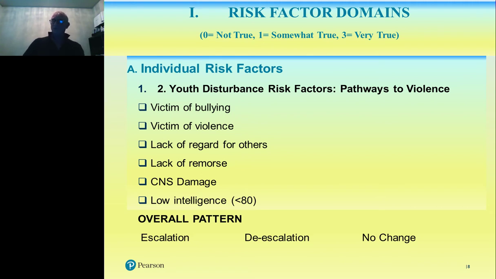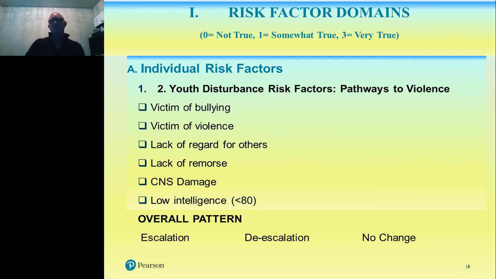Having central nervous system damage. So, perhaps closed head injuries from falls or these types of things can also add some risk because some of the inhibitory functions may be impaired by those brain injuries. And then having low intelligence. Unfortunately, we've seen this consistently, particularly when you look at adult incarceration rates and how many of that sample have marginal or lower IQ scores, and how it really contributes to almost a lack of flexibility in being able to problem solve or tie together consequential thinking, like if I do this, then this will happen.